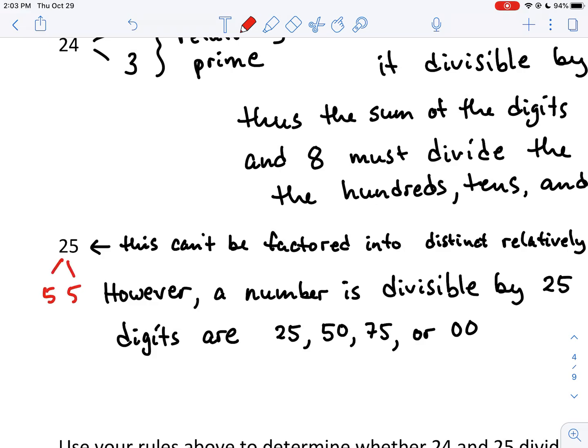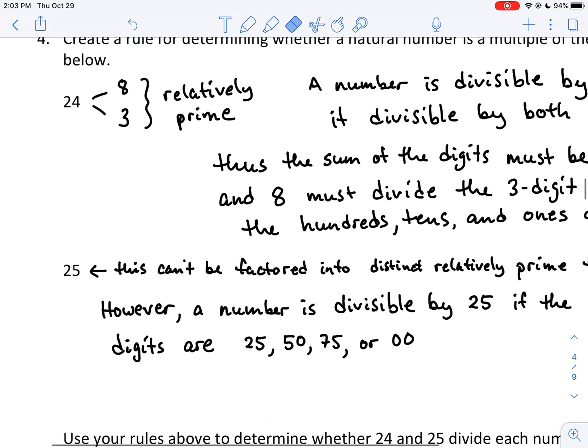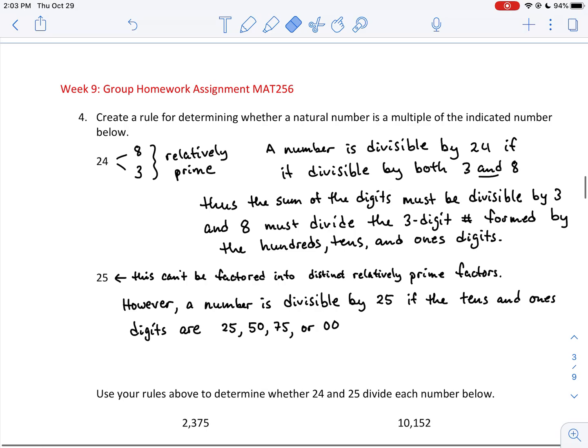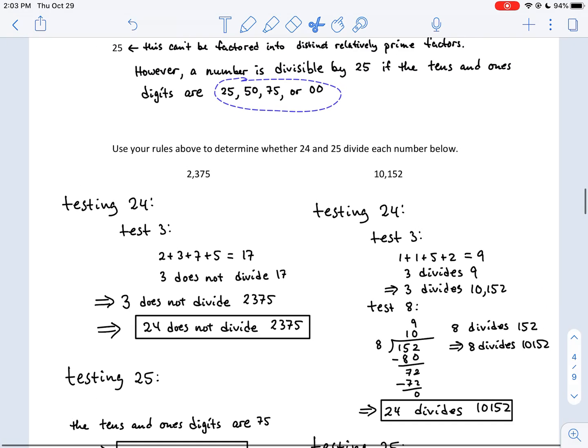Now, 25 factors, the only prime factors of it are 5 and 5, but 5 and 5 are not co-prime. So we can't use the method discussed in the lecture to determine if a number is divisible by 25. But if you notice, whenever you do multiples of 25, like 25, 50, 75, 100, 125, 150, 175, 200, etc., all multiples of 25 will end in either 00, 25, 75, or 50. I didn't say those in order, but you can come up with your own rule for 25. The last 2 digits have to be one of these 4 cases.